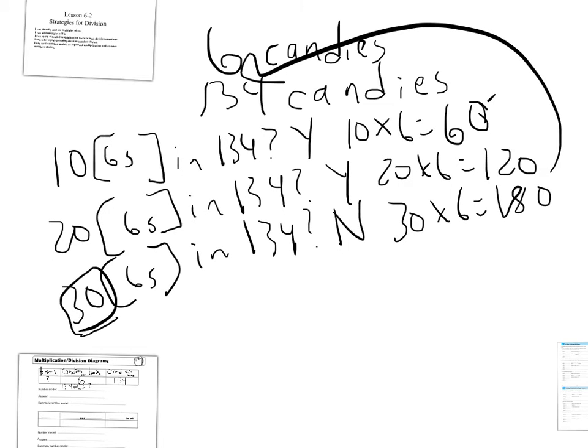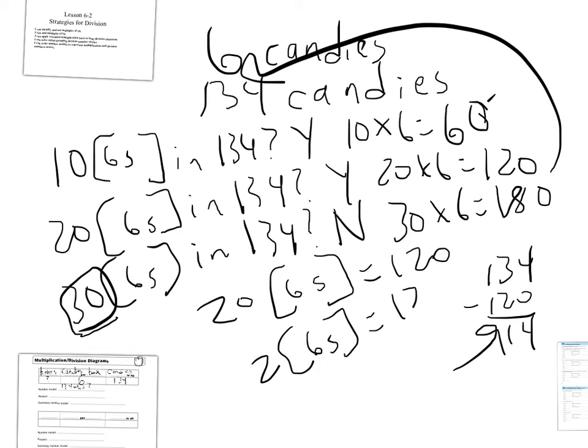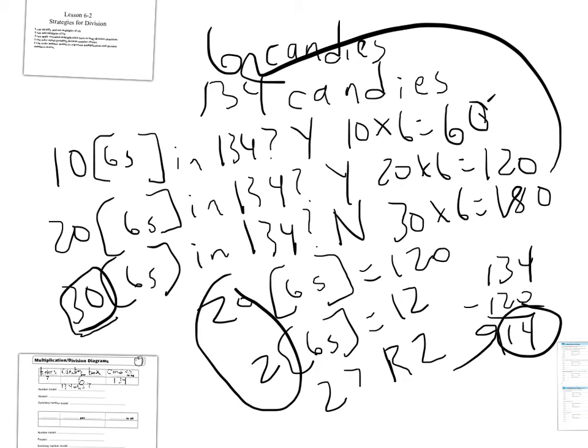So knowing that 20 sixes equals 120, I'm going to take that 134 I have, and I just took care of 120 of them, so it leaves me with 14 now. With 6 candies in each box, I know that I can get 2 sixes, which equals 12, and then I'll be left with a remainder of 2 chocolates. So I would take my 20 plus 2 is 22 with a remainder of 2.